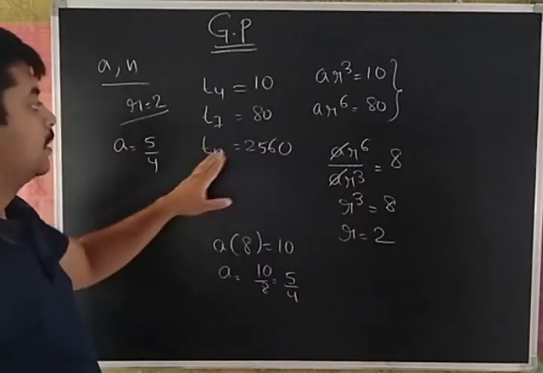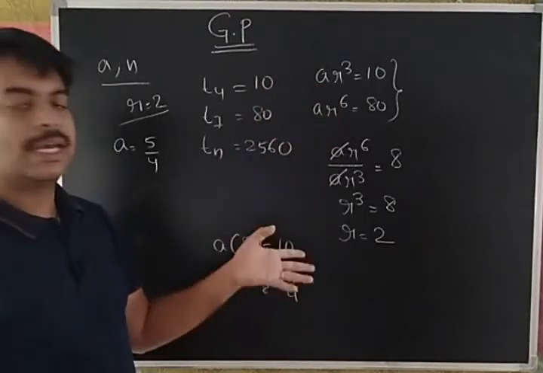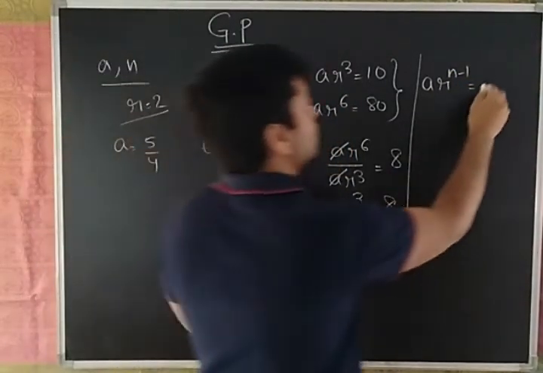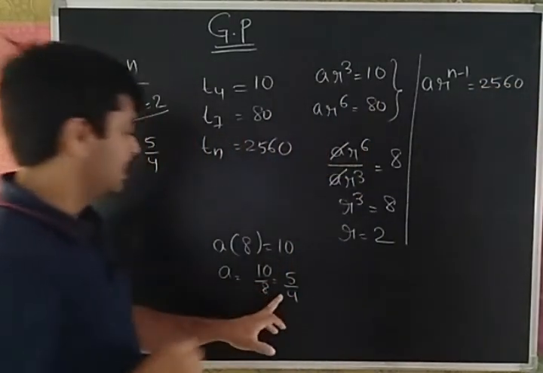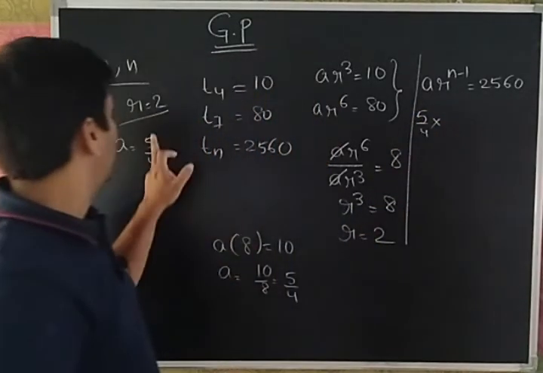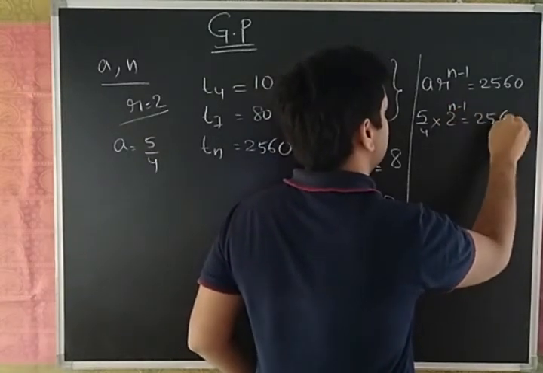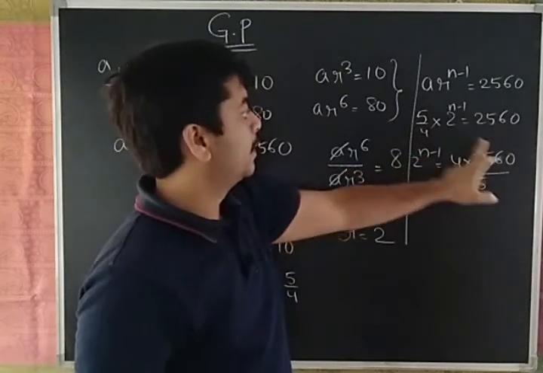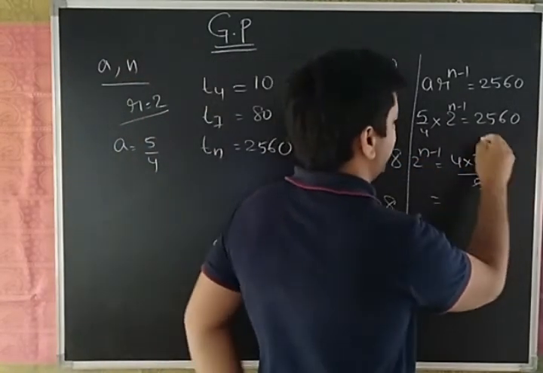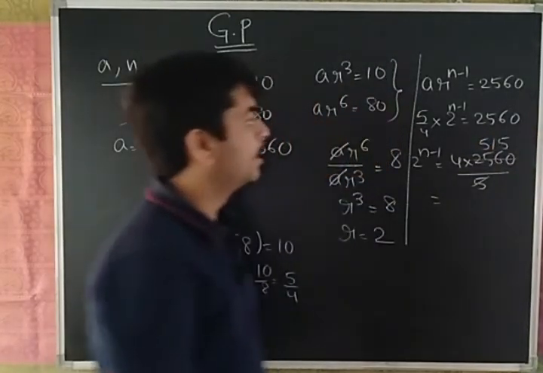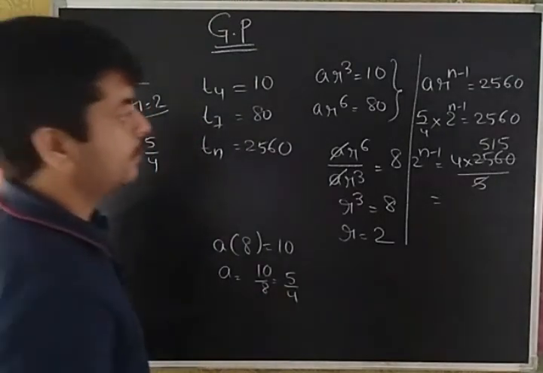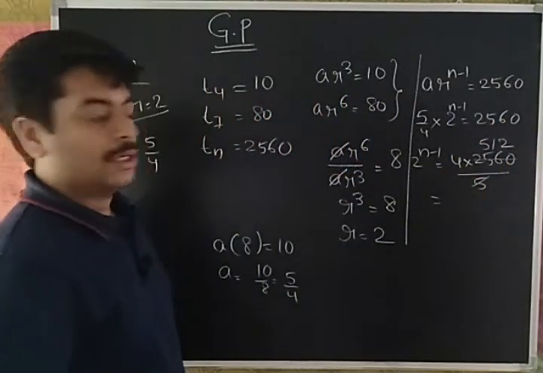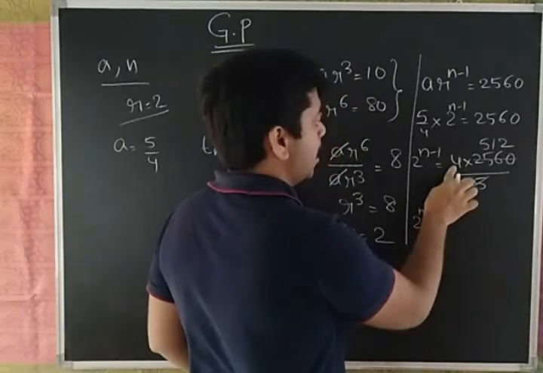And what was the question asked? The nth term is 2560. Do we have the nth term formula? Yes, the same thing which we are using. A into R power n minus 1 is 2560. What is A? We got A as 5 by 4. 5 by 4 into R, which is 2, power n minus 1 is equal to 2560. So 2 power n minus 1 is equal to 4 into 2560 by 5. This 4 will go here, this 5 will come here. So 5 ones are 5, 5 fives are 25, and 60, 5 twelves. So 2 power n minus 1 is equal to 4, which is 2 square, into 512.